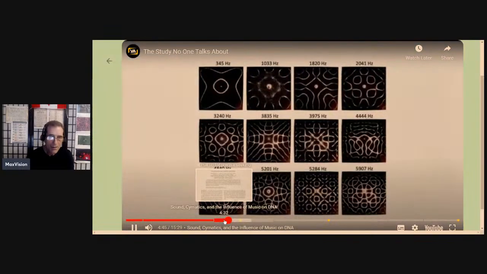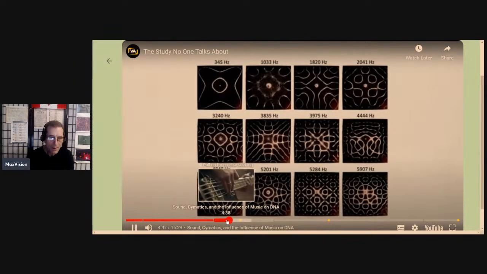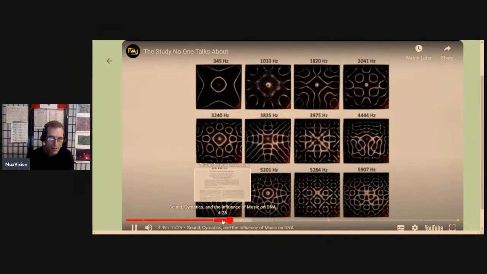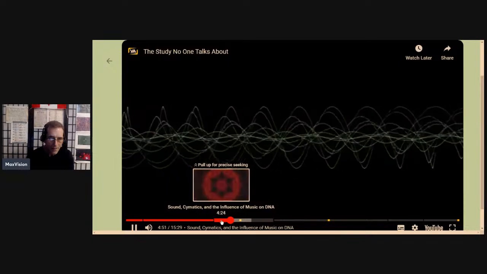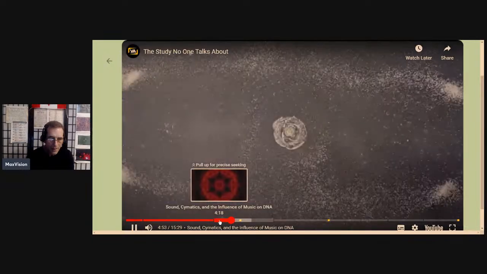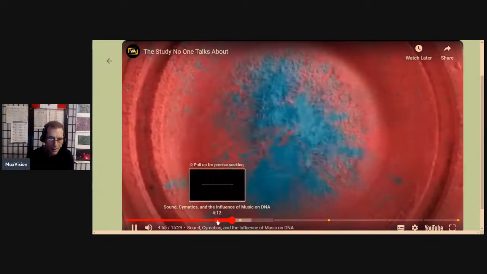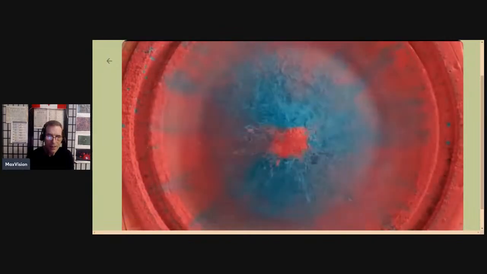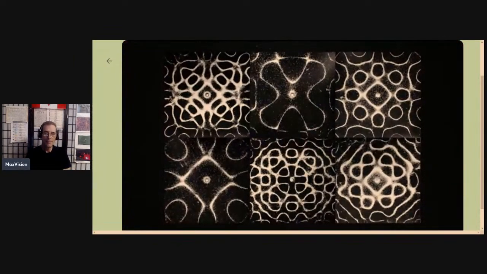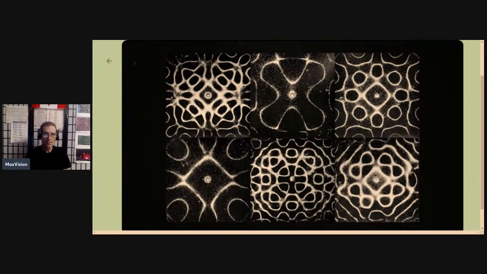Cymatics has revealed that specific sound frequencies can generate mesmerizing patterns in matter. As sound waves travel through a medium, they cause the particles within that medium to vibrate. These vibrations, when organized and coordinated, manifest as intricate geometric shapes that can be observed and studied.